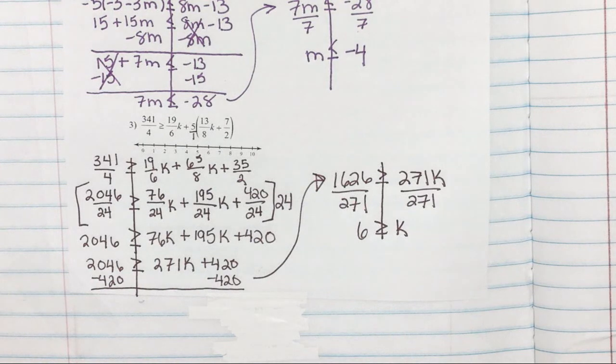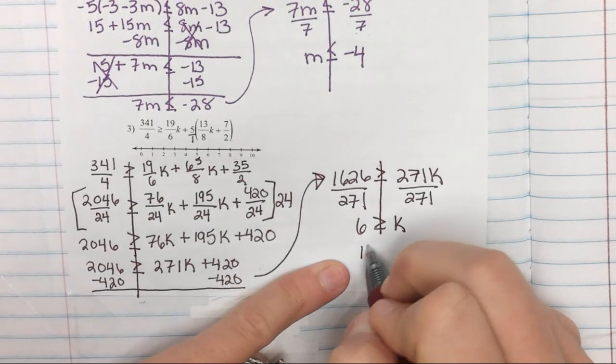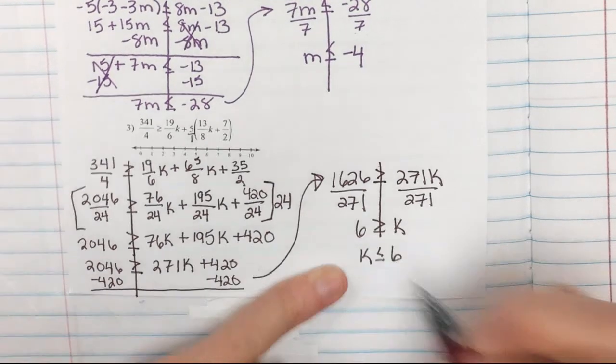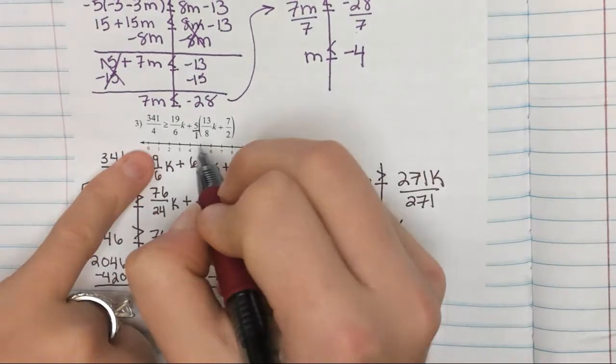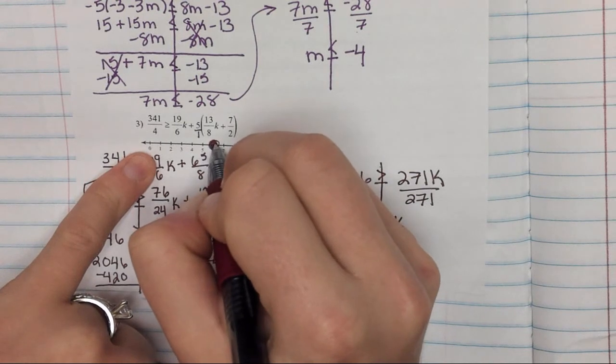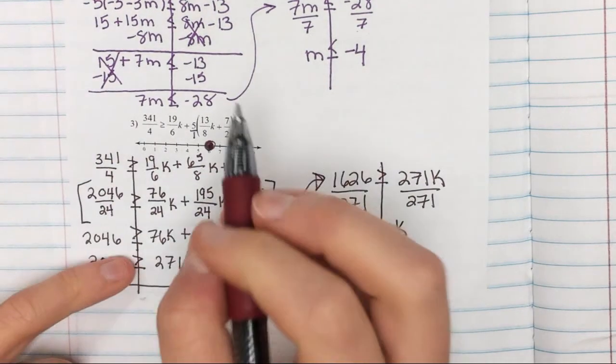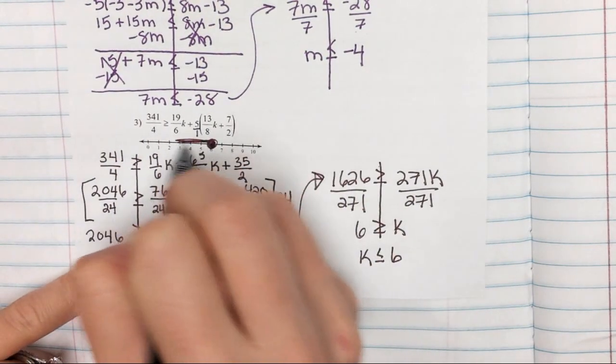All right, I want to make sure that my variable goes first. So I'm going to rewrite this as k is less than or equal to 6. Which means I'm going to have a closed dot on 6, and all the numbers that are less than 6 point to the left. So my arrow is pointing to the left.